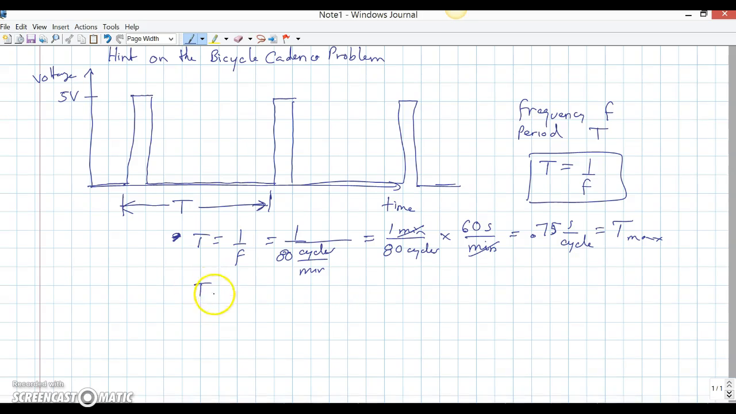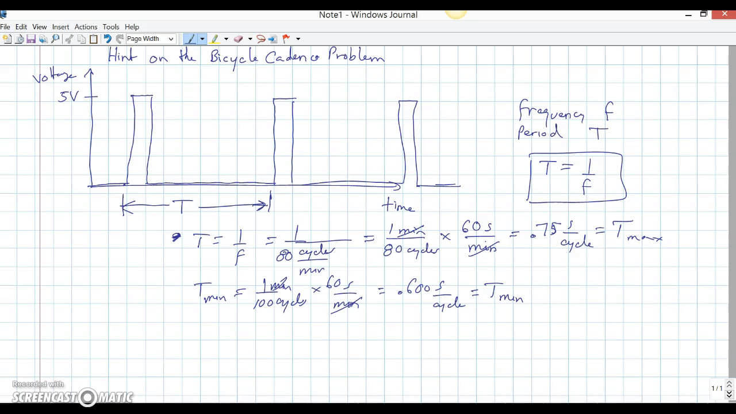The minimum period, T min, would be the one associated with the highest frequency, which would be 1 over 100 cycles per minute times 60 seconds per minute. Cancel minutes, and we wind up with 0.600 seconds per cycle. So that would be the minimum period. Anywhere between 0.600 seconds and 0.75 seconds would be an acceptable period.